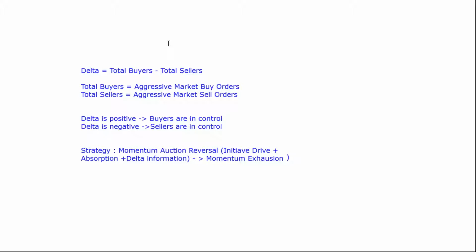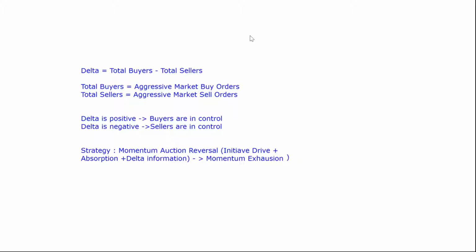Yeah. So the strategy which we are going to discuss is momentum auction reversal, right? Which is nothing but a combination of an initiative drive that all of a sudden becomes absorption, and it's one form of a momentum auction reversal. I would say that we look into delta information, and that is where we'll be looking for a momentum exhaustion pattern. So let me go back to the strategy, and then let's discuss one of the strategies based upon the delta.